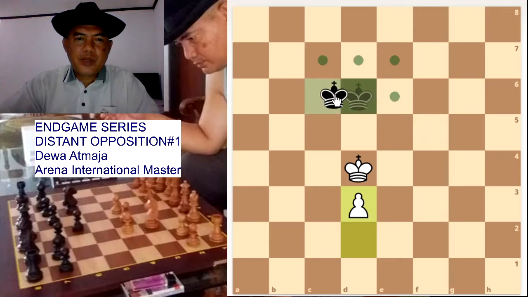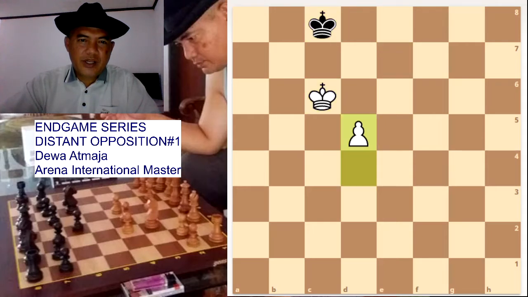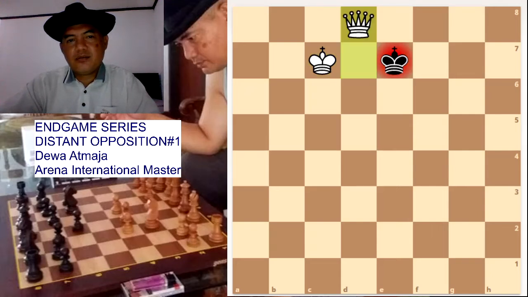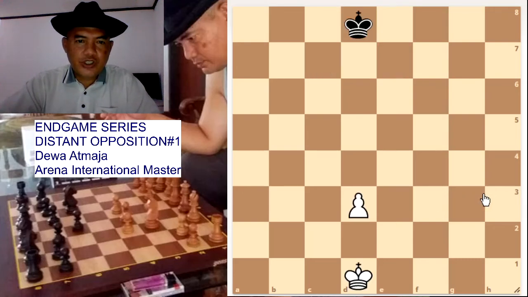For example, if black moves here, then white will outflank the king and be ready to promote his pawn to a queen and checkmate black. We go to the second position.